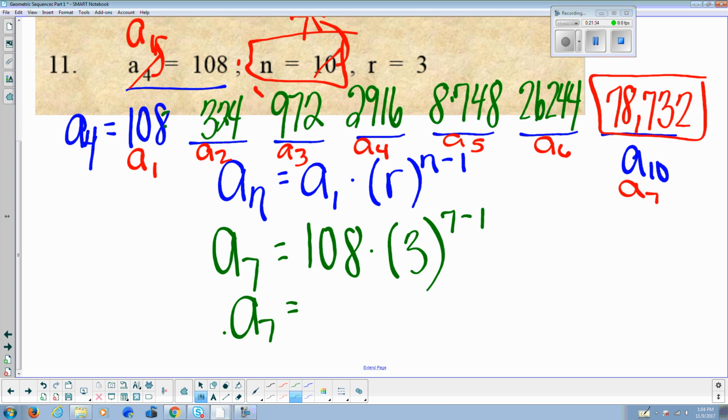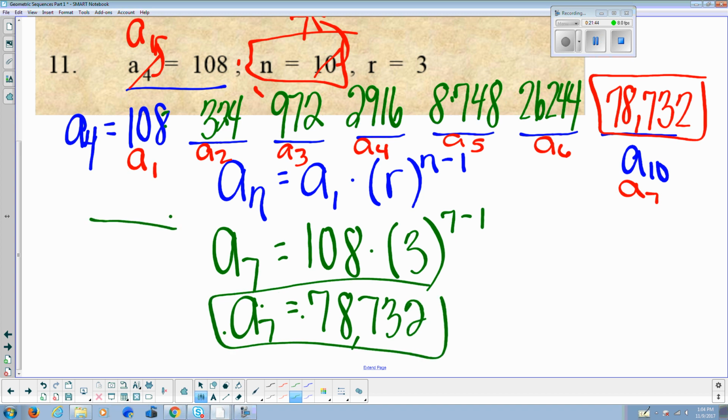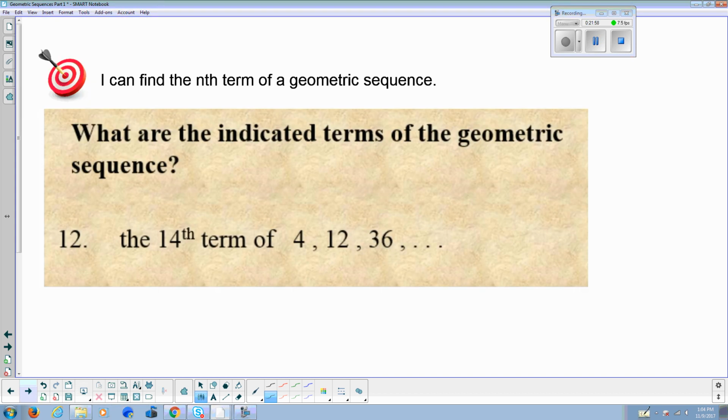I have a typo. And we get the same 78,732. So the formula is pretty great. It would have saved us from finding a whole lot of super large numbers along the way. So we're going to be jumping into that with the next few examples.